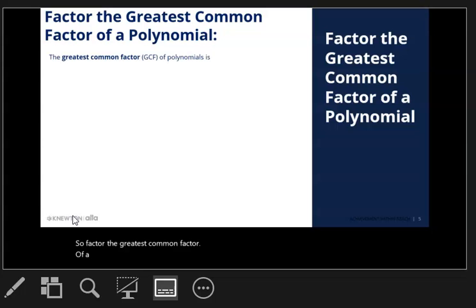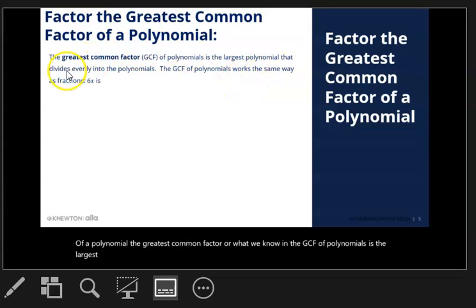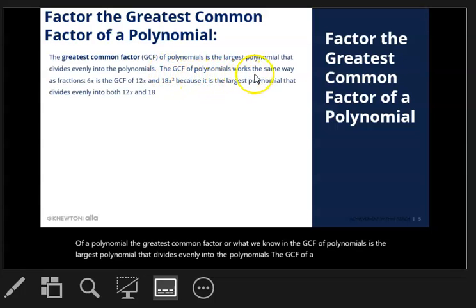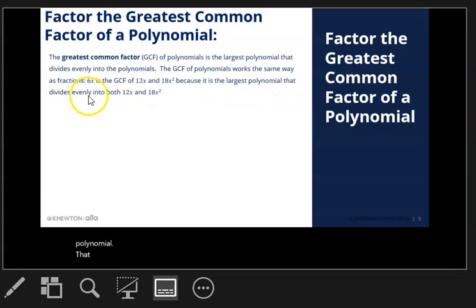The greatest common factor, or what we know as the GCF of polynomials, is the largest polynomial that divides evenly into the polynomials. The GCF of polynomials works the same way as fractions. 6x is the GCF of 12x and 18x squared because it is the largest polynomial that divides evenly into both 12x and 18x squared.